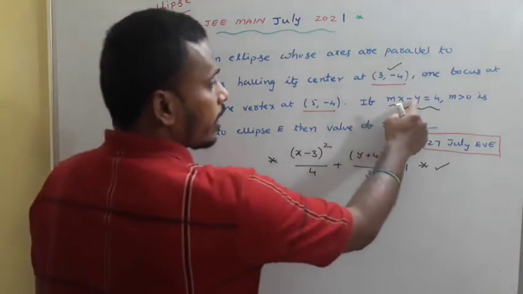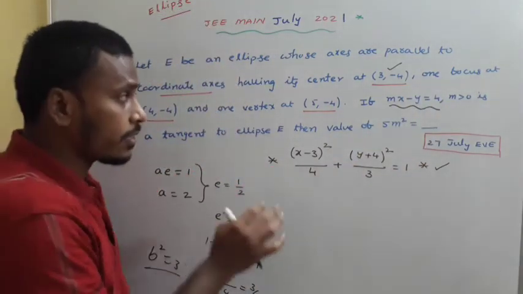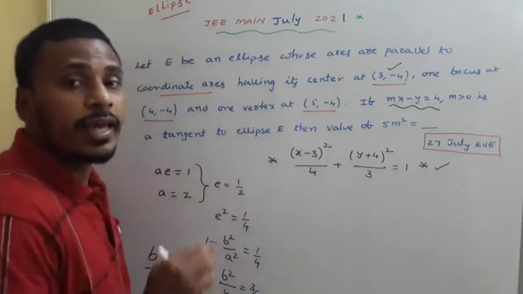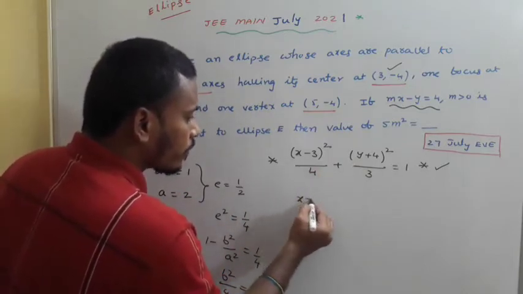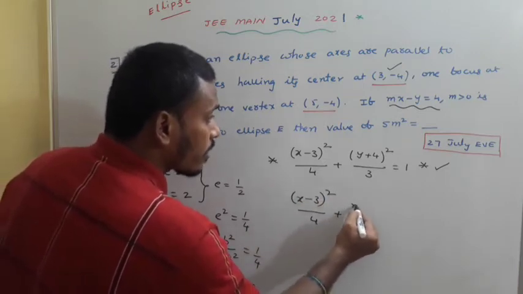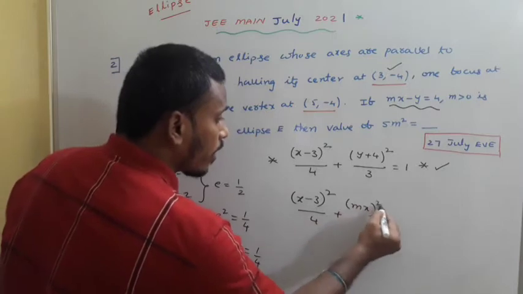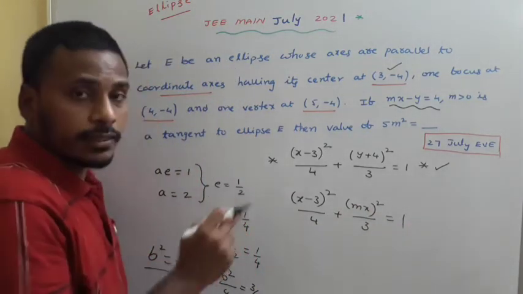See, mx - y = 4, sending y to that side, 4 + y = mx. So replace this y + 4 with mx. Then what will happen? I do it like this: (x - 3)^2 / 4 + (mx)^2 / 3 = 1. Make a quadratic.